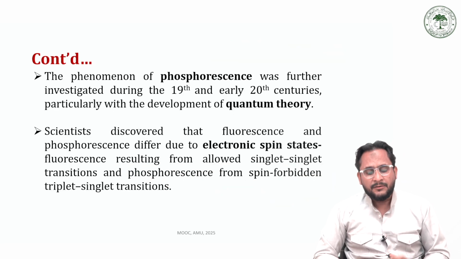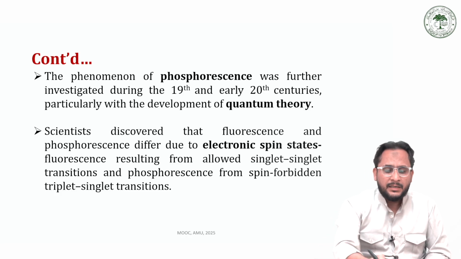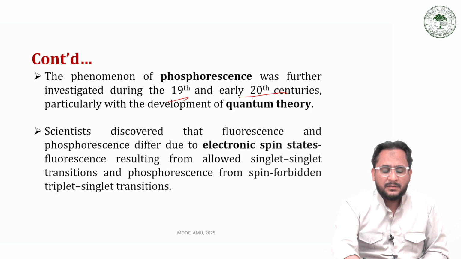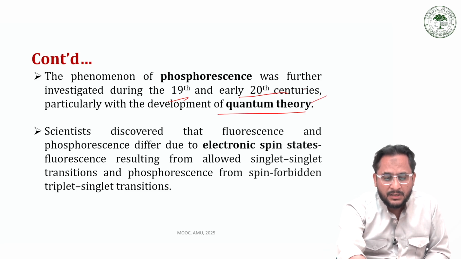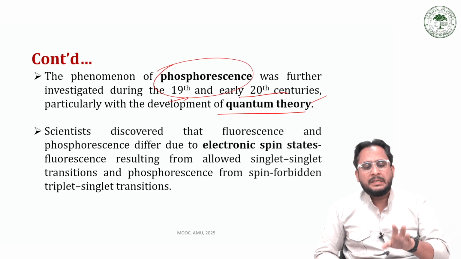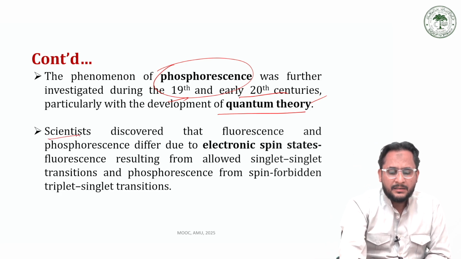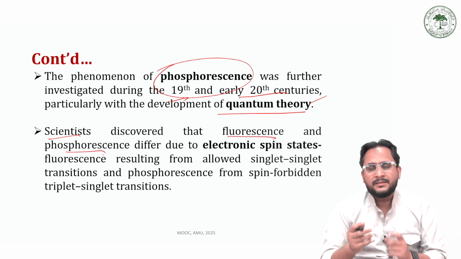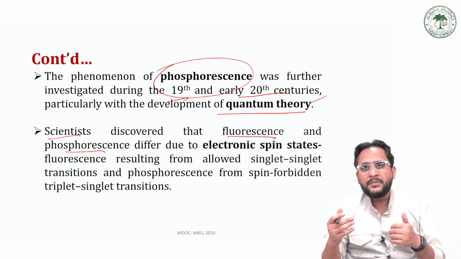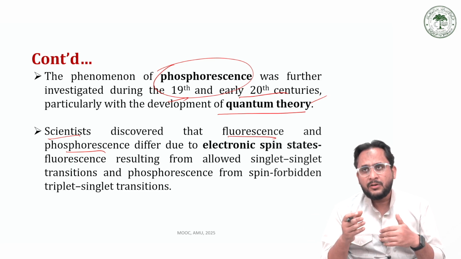Now, phosphorescence was studied in detail in the 19th and early 20th century. Particularly after the development of quantum theory, the phenomenon of phosphorescence was understood in detail. Scientists discovered later that the only difference between those two phenomena is the period for which the light is being emitted. In case of fluorescence, the light is emitted for a very short period.